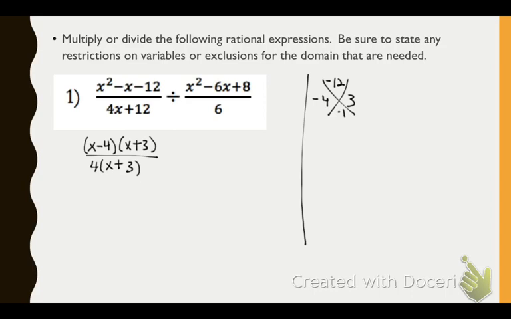Now, since we're dividing, I'm going to change to multiplication, and I'm going to flip. So my denominator of 6 will become my numerator, and then I'm going to factor that trinomial, two numbers that will multiply to give me 8 and combine to give me negative 6. So negative 4 and negative 2 will work.